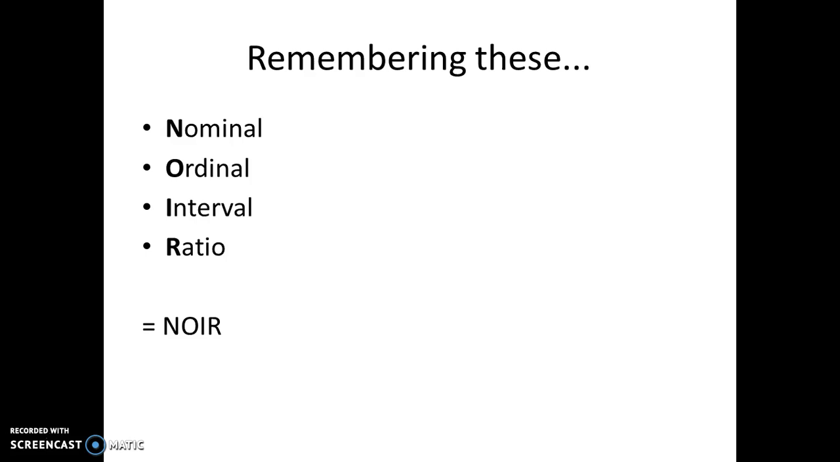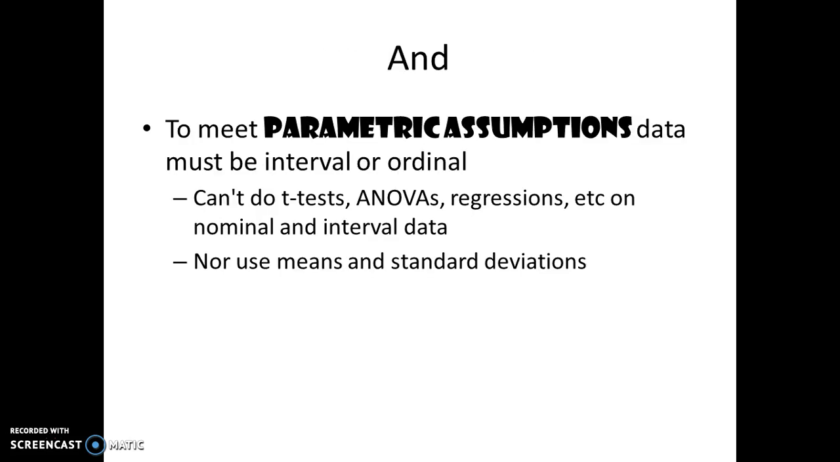So there's a line between the O and the I in the NOIR, which is the minimal requirement for the so-called parametric assumptions. The data need to be interval or ratio. That's your first step in determining the kind of test you can do, and the first test of whether you can use the data to meet parametric assumptions. So, I've already said this.